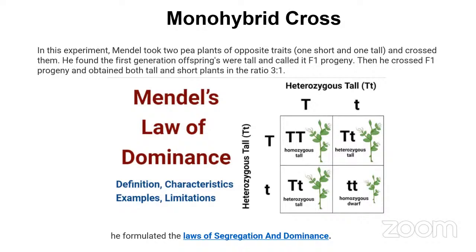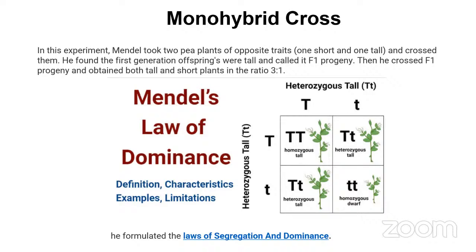One of the experiments which he did was known as the monohybrid cross. In that monohybrid cross, Mendel took two pea plants of opposite traits. Opposite traits means opposite phenotypes, like one tall pea plant and one short pea plant, and crossed them. He found that all the plants generated from the crossing of tall plant and short plant are all tall in the F1 generation.